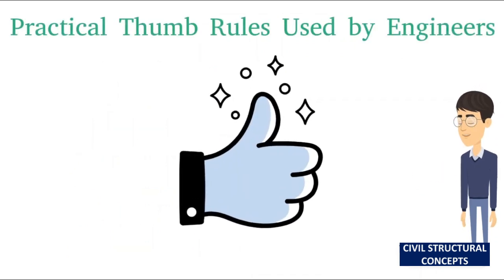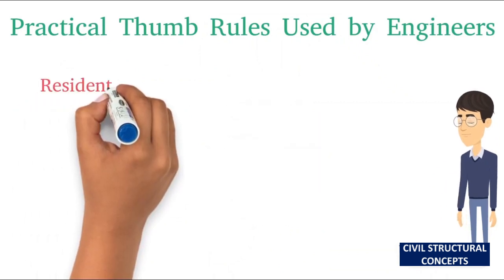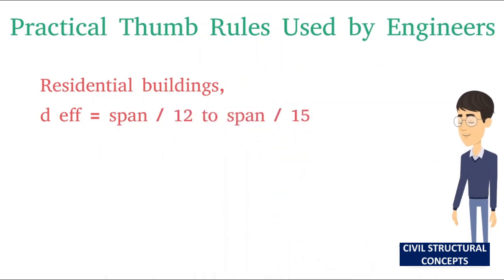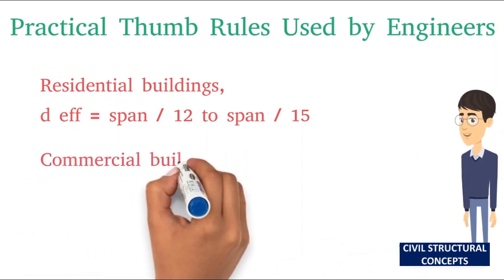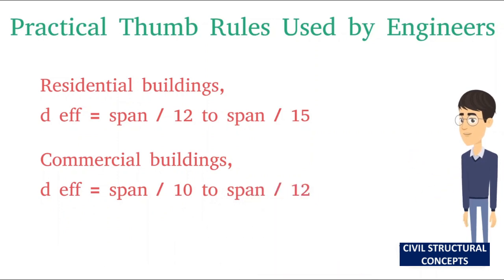In real-life practice, engineers also use thumb rules for quick estimation. For residential buildings, beam depth is generally taken as span divided by 12 to span divided by 15. For commercial buildings, beam depth is often taken as span divided by 10 to span divided by 12. For beams carrying heavy loads, greater depth is required. These thumb rules are used only for preliminary estimation and must always be verified during final design.